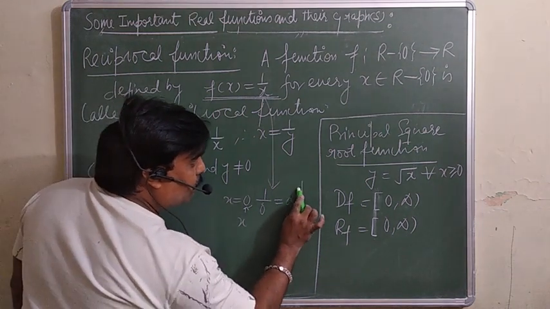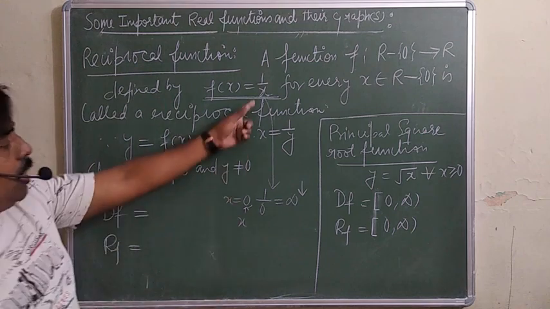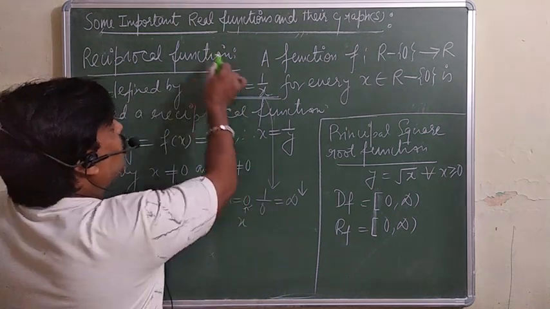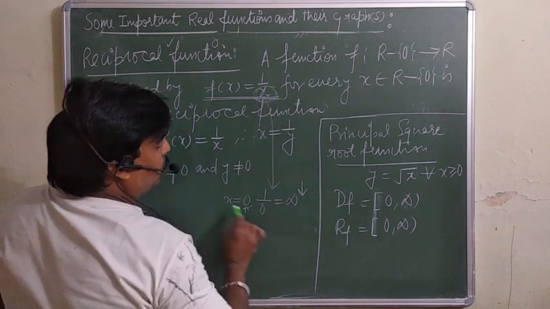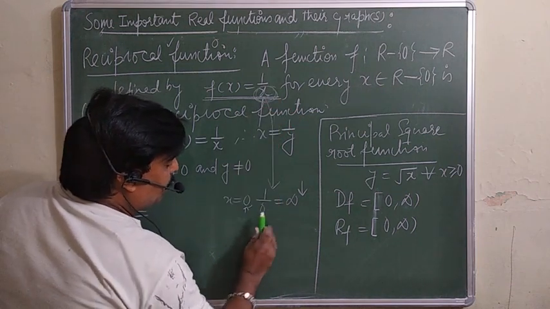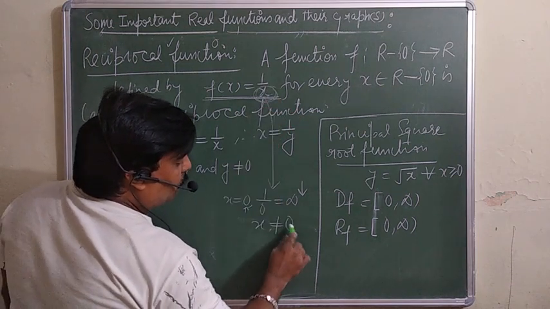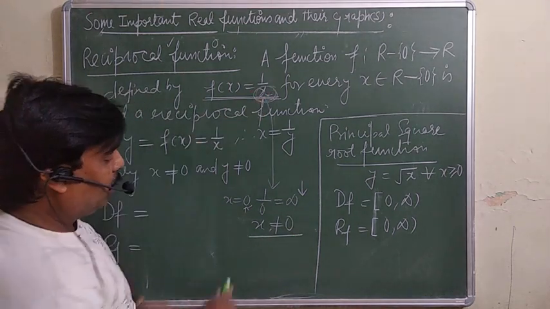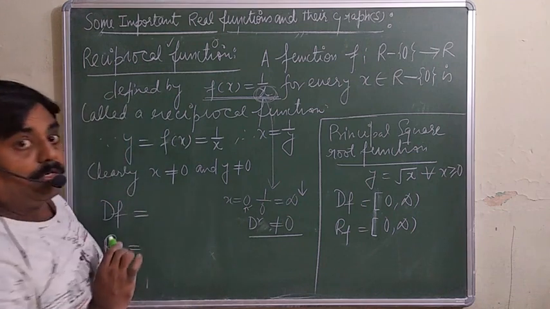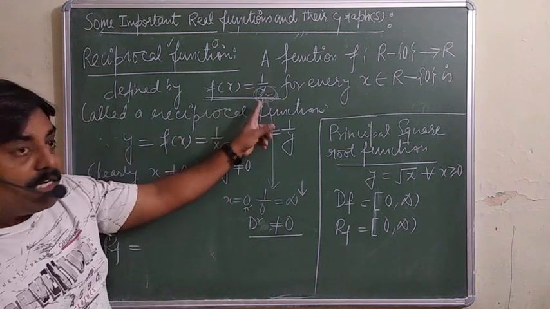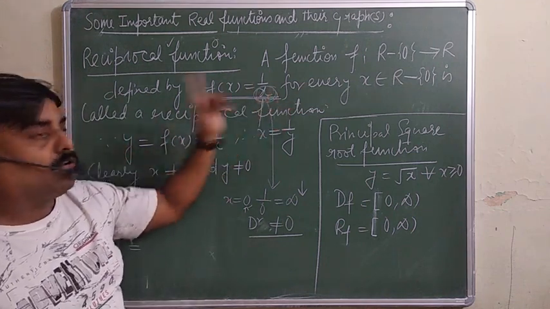So the range of any function cannot be infinity. It means an important concept is here. Whenever it is a reciprocal function, the denominator cannot be equal to 0. This x cannot be equal to 0. Whatever is your denominator, the denominator cannot be equal to 0. If the denominator is 0, you will get infinity, and the range of any function cannot be infinity.